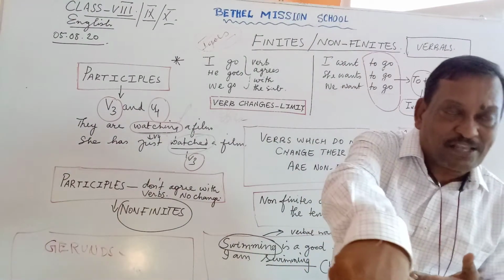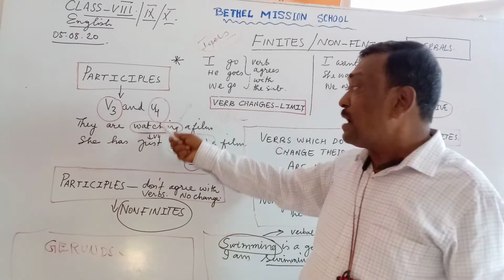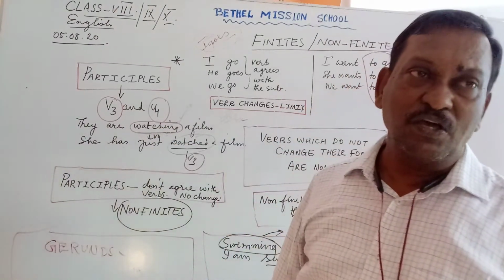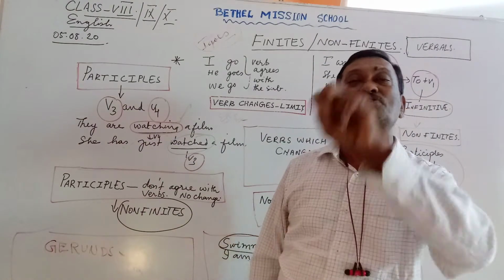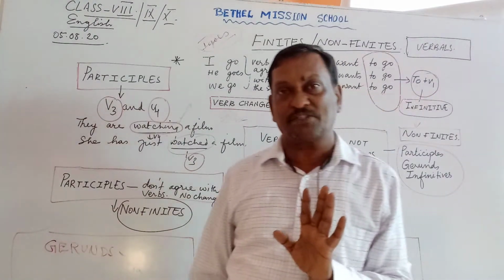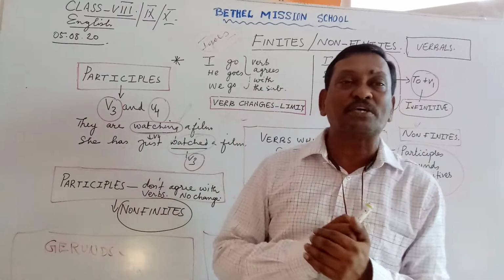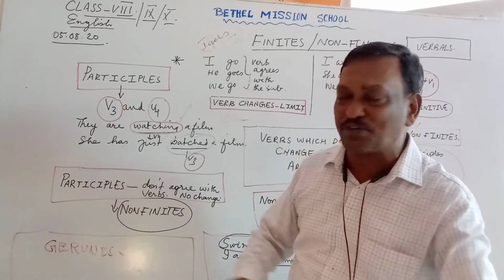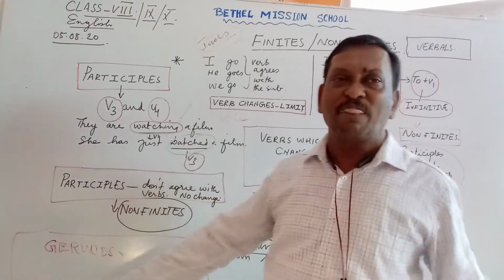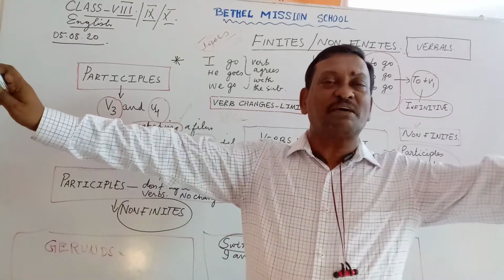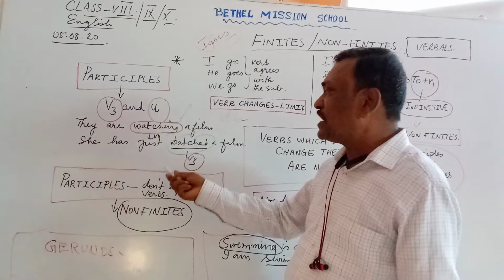He is watching a film. She is watching a film. It does not change. Watching, which is a present participle. So what is a present participle? A verb with its ing form is known as a present participle. I repeat, a verb with its ing form is known as a present participle. And I remind you, present participles and past participles are not affected by the subject. They have no relation with the subject. Whatever the subject may be, they remain the same.